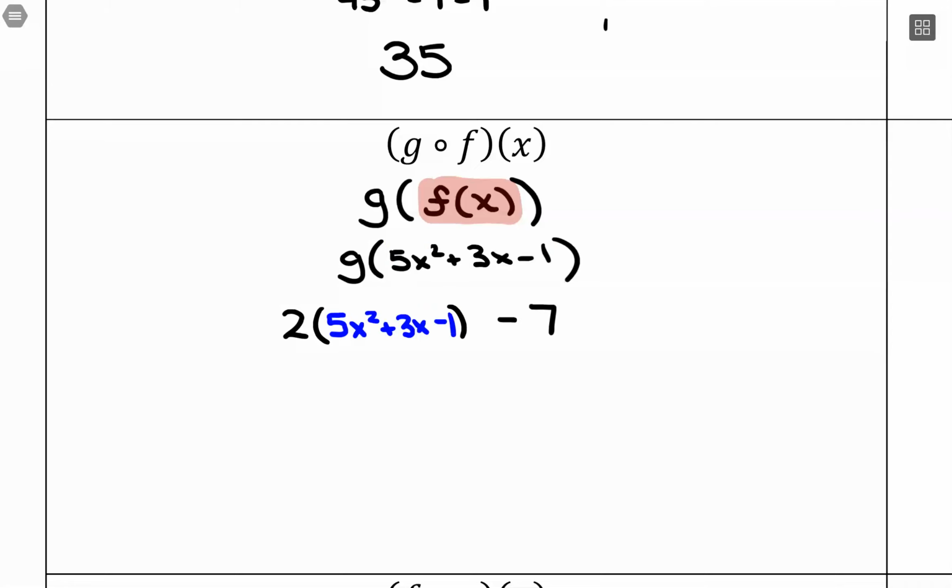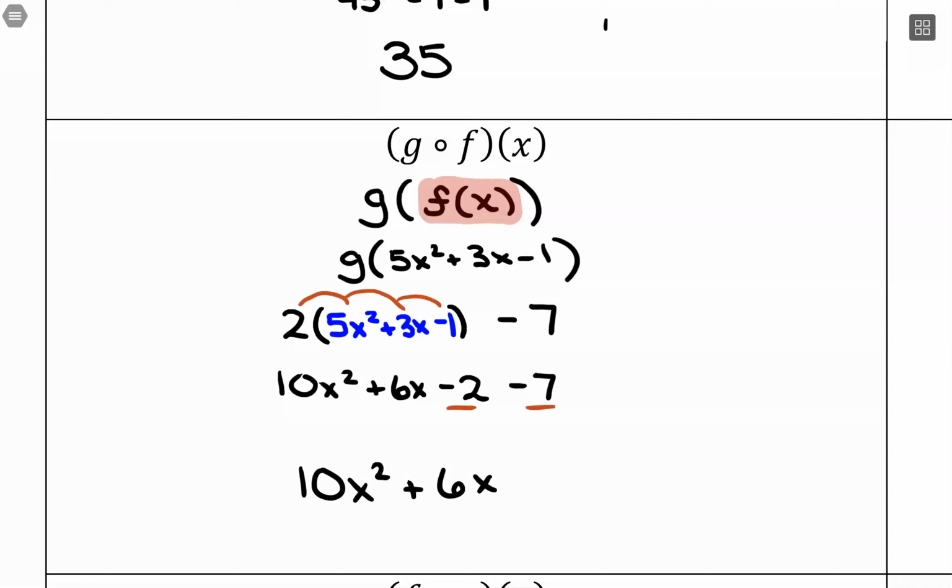And then we're going to simplify. So simplifying, I'm going to distribute 2 into the parentheses. So 2 times 5x squared, 10x squared. 2 times 3x, 6x, 2 times negative 1, negative 2, and then we have that minus 7 at the end. And I'm just going to combine like terms there, so we'll end up with 10x squared plus 6x minus 9. And that's the expression that we end up with for this g of f of x.